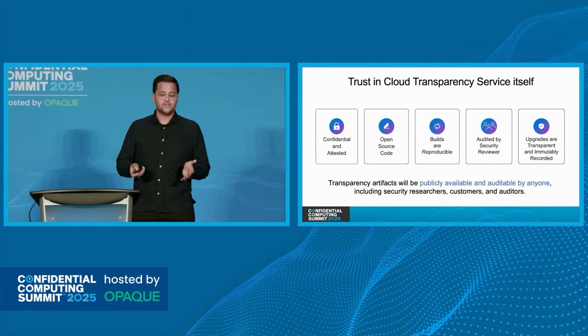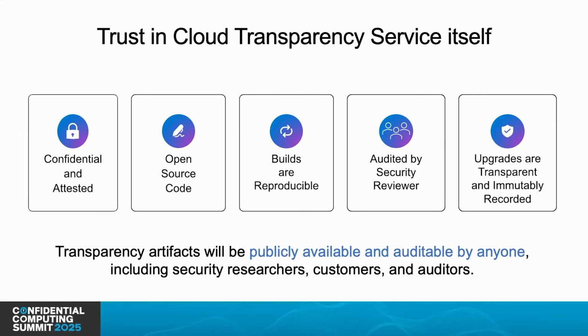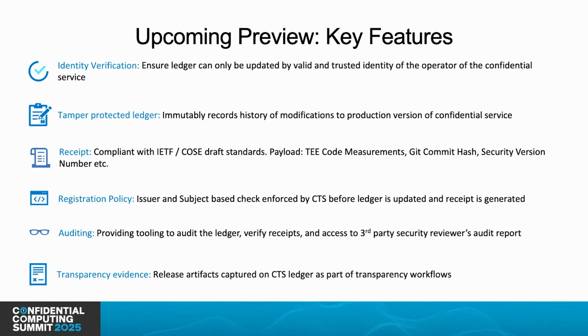And so with all of this, what you get is transparency artifacts that are publicly available, auditable by anyone, including security researchers, right? So if you really look at it, you have a confidential service, you can review its code, you can then reproduce the build, and then you can match what you reproduce with the upgraded version or the code measurements that were captured on the CTS ledger or were in the payload of the CTS receipt. So all in all, you can verify all of this yourself. You don't have to trust the operators of the Cloud Transparency Service.